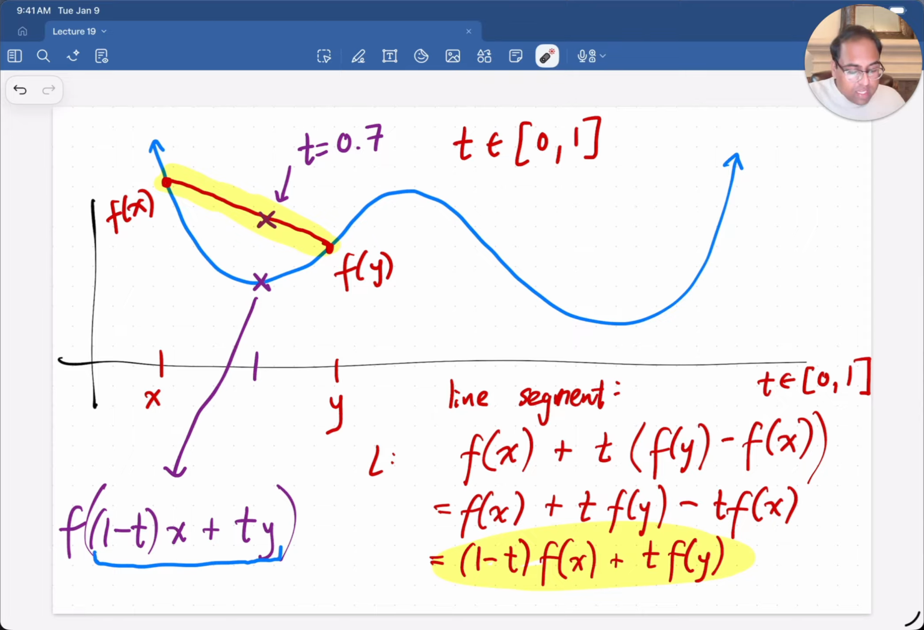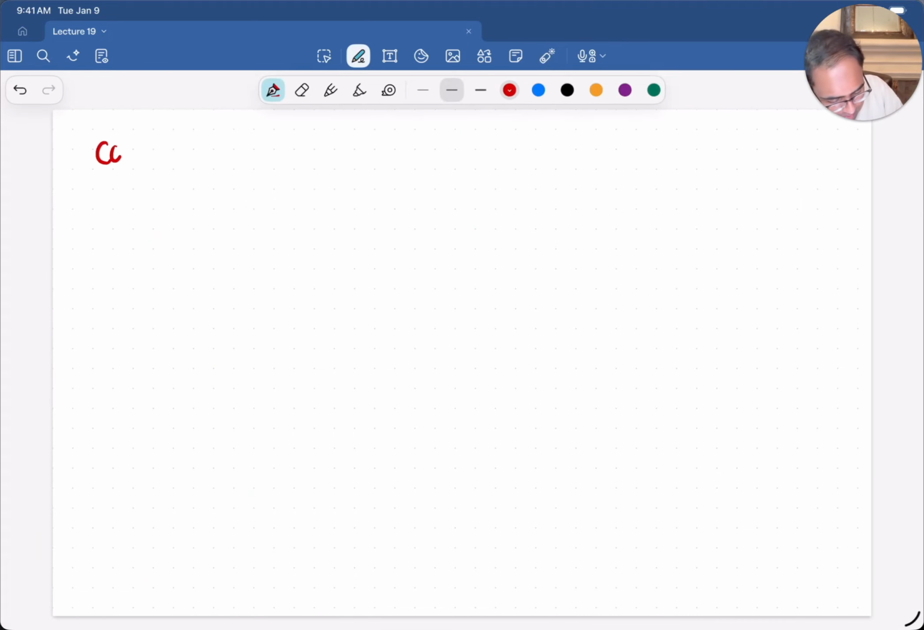And so now we have all of the pieces in the definition. Let's actually state it. So we'll say convexity.